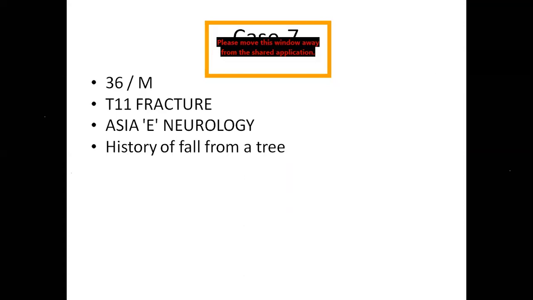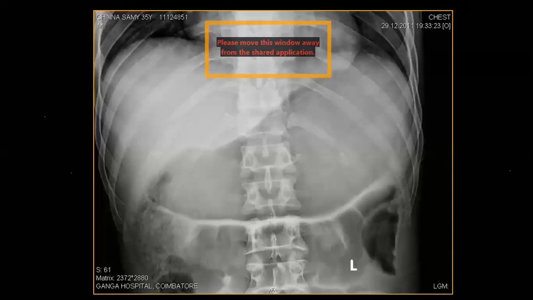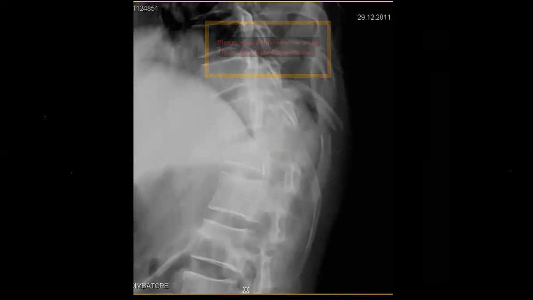Next example, a 36-year-old male, T11 fracture, ASIA E neurology. ASIA E means normal neurology. Therefore, 0 points for neurology. Coming to the fracture pattern. See here. Can you see the fracture pattern here?